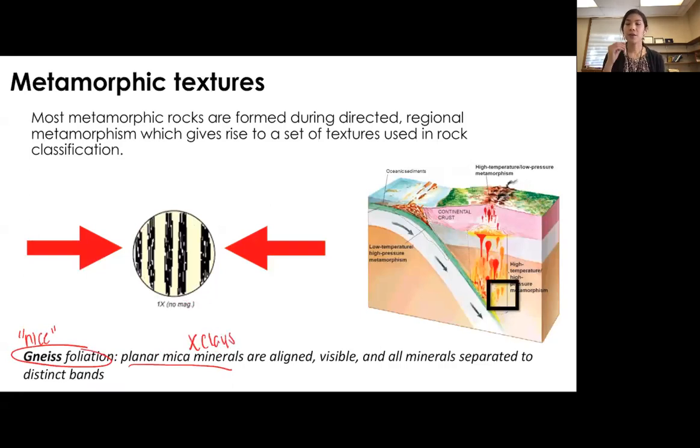They're aligned, they're visible with the naked eye, but all the minerals are also starting to make distinct bands. And so between these bands where we have the dark planar mica minerals, we may have secondary growth of other types of minerals like quartz that have developed between the schist and the gneiss foliation.